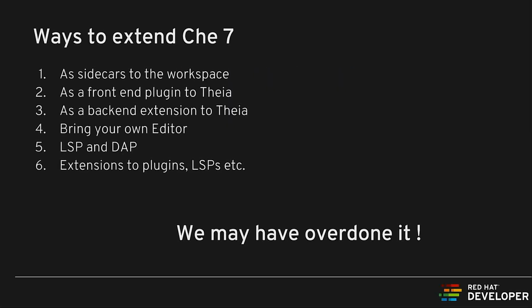So how do you extend Che? There are six ways nowadays to extend Che. You can extend Che with sidecars to the workspace. Those sidecars will be included as part of the workspace, and then your IDE can talk to it. You can put a front-end plugin to Theia that will be running in the context of the browser in a web worker. You can put a backend extension to Theia, which will run in the context of the Node.js backend as a separate process, so it won't be part of the main thread. And then, of course, you can bring your own editor if you don't like any of ours.